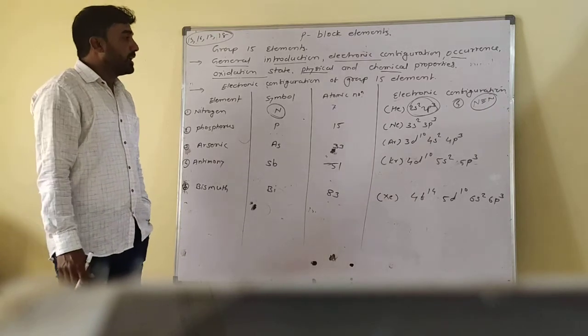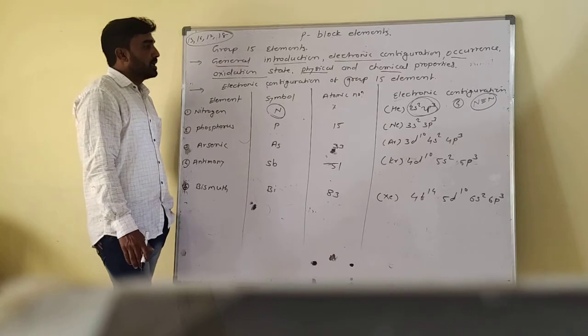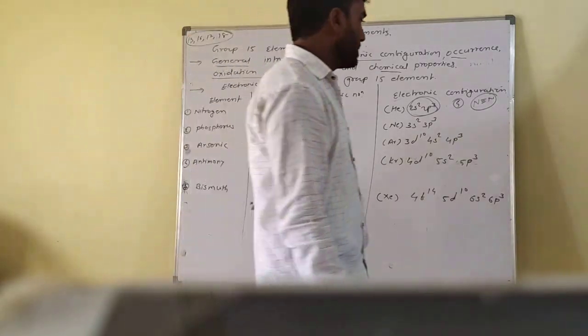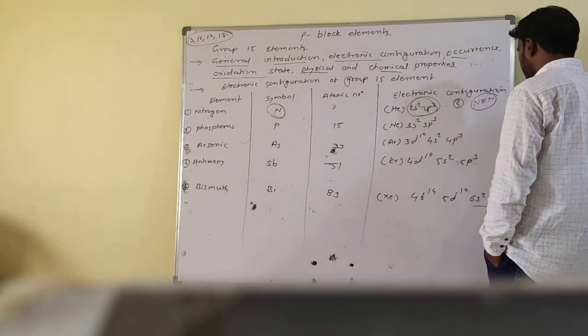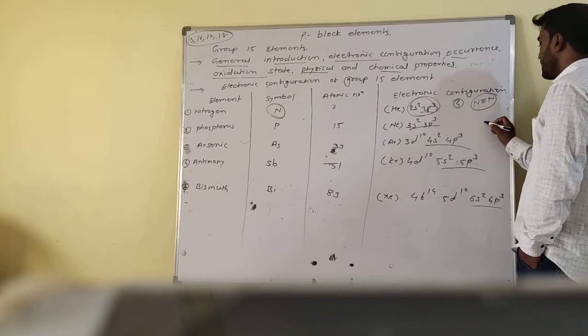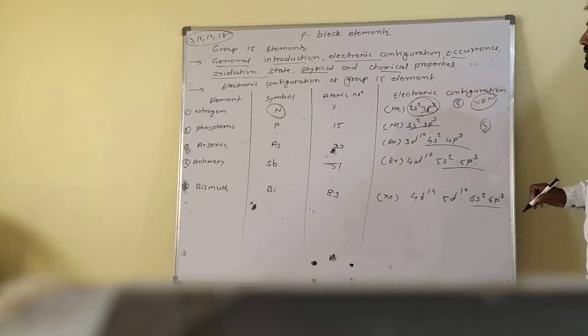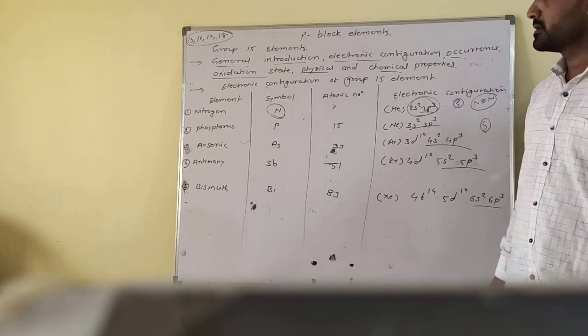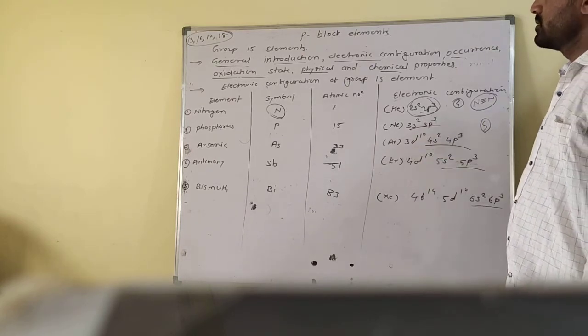Group 15 elements have 5 valence electrons, and that is why the bonding capacity is 5. So these are the p block elements, the five elements, and write down the short notes.